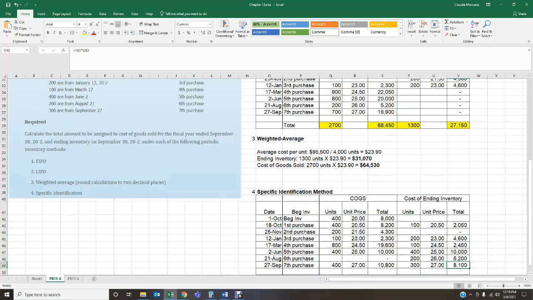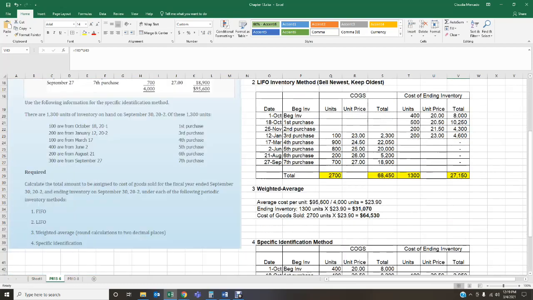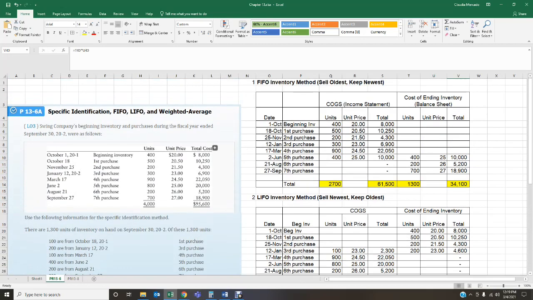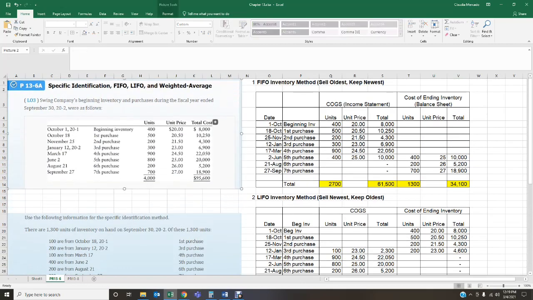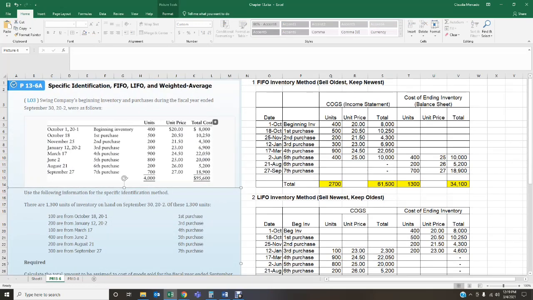So if you notice, there's a difference between each of the methods used. It's just a matter of what the company is looking for in terms of their calculations, what data they want to use. But these are the 4 inventory methods that you're going to be tested on: FIFO, LIFO, weighted average, and specific identification. Make sure that you understand why we're separating.